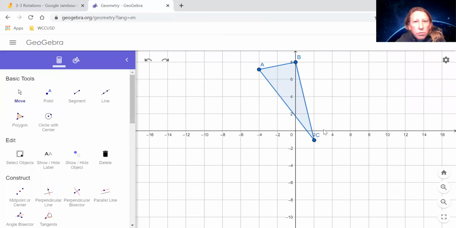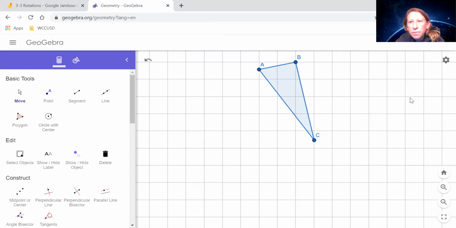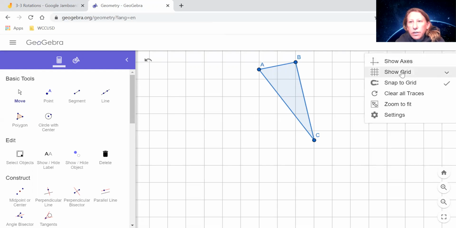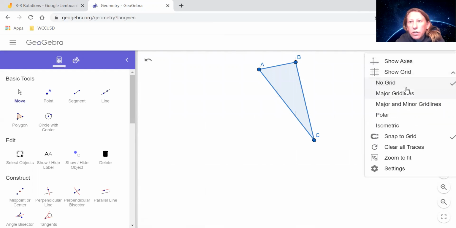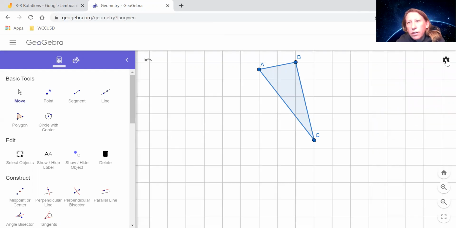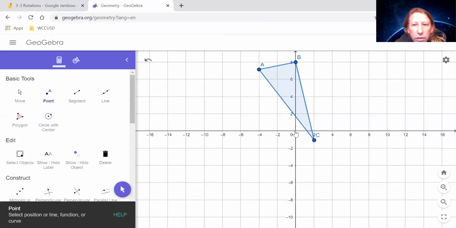So this is the GeoGebra program. I already built the polygon and I turned on the axis and the major grid lines. So you can turn that on and off. Before you build your polygon, you're going to want to turn on the axis and the grid lines. All right, now if I want to rotate this about the origin, the next thing that I have to do is put a point at the origin.